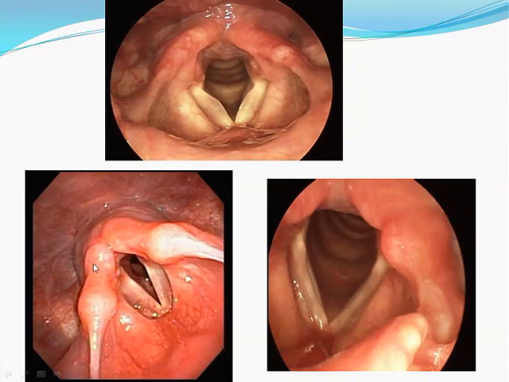Again, these are the arytenoids you are seeing, and the post-cricoid region. This is another picture, but you are finding a small sulcus for the vocal cord. Small sulcus.